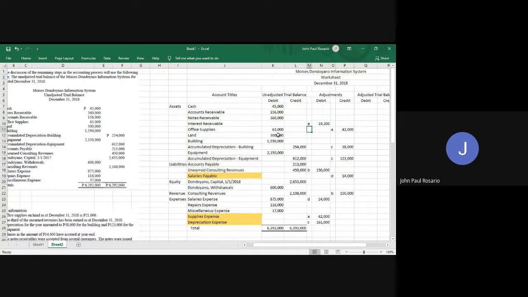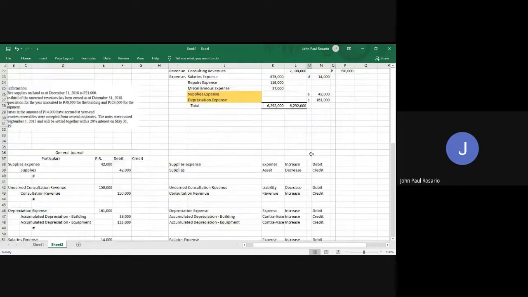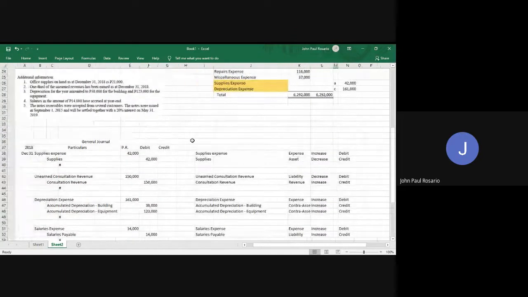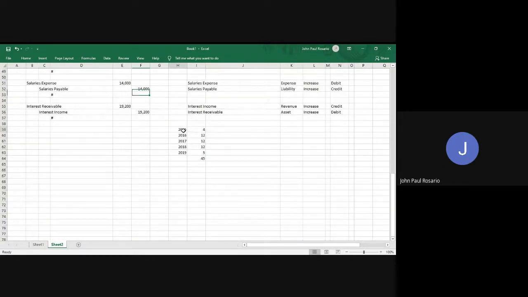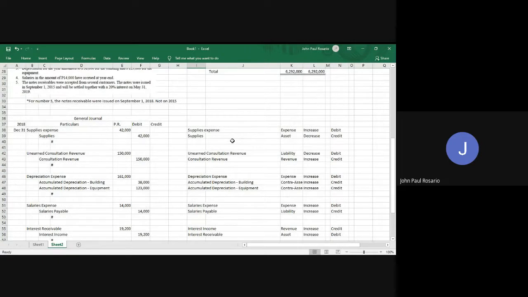Okay, and guys, we can assume this one so that it will not confuse you: assume that this is not 2015 but 2018. Let's take notes here. For number 5, the notes receivable were issued on September 1, 2018, not in 2015. If that's the case, in 2018 there are how many months? September, October, November, December, 4 months.